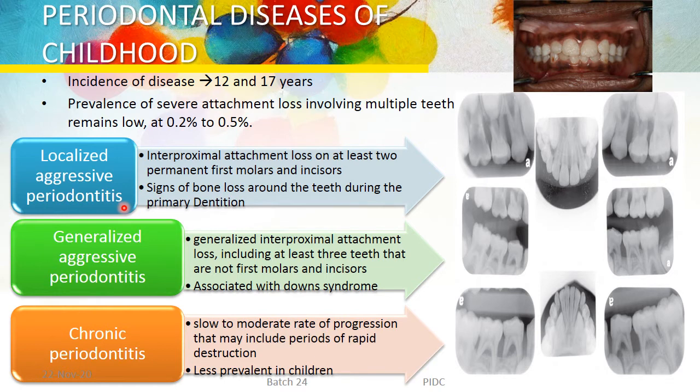Apart from this, you do have another class on aggressive periodontitis where we will take a brief look at it. Signs of bone loss around the teeth during the primary dentition suggest aggressive periodontitis. Generalized aggressive periodontitis shows generalized interproximal attachment loss, including at least 3 teeth that are not the first molars or the incisors. This may be associated with Down syndrome. Chronic periodontitis has a slow to moderate rate of progression that may include periods of rapid destruction. This is less prevalent in children; in other words, it's more common in adults.